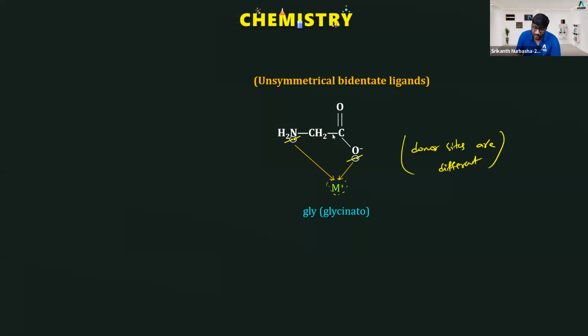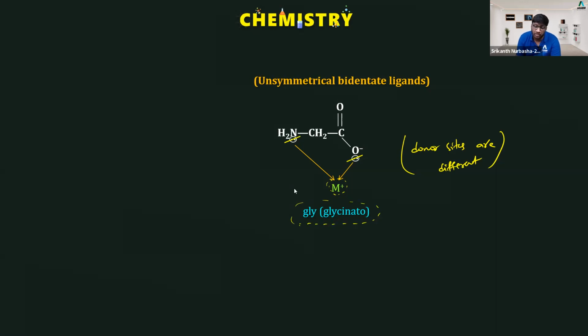Glycinato is the name. Write down this. Glycinato is the name of this particular ligand because nitrogen is donating the electron pair from one side and on the other side oxygen is donating the electron pair. And such type of ligand is said to be an unsymmetrical bidentate ligand.